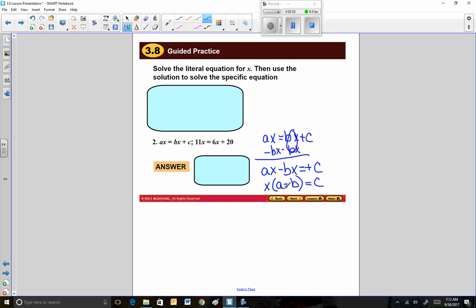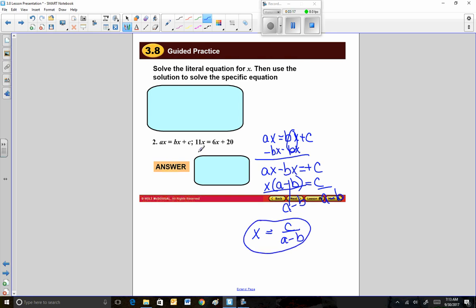Now, we still need to get x by itself. This says x times all of this. So let's undo that through division. So we're going to divide by a minus b and divide this side by a minus b. So now we have x, because these become 1. 1x equals c divided by a minus b. That's our solution to the literal equation.